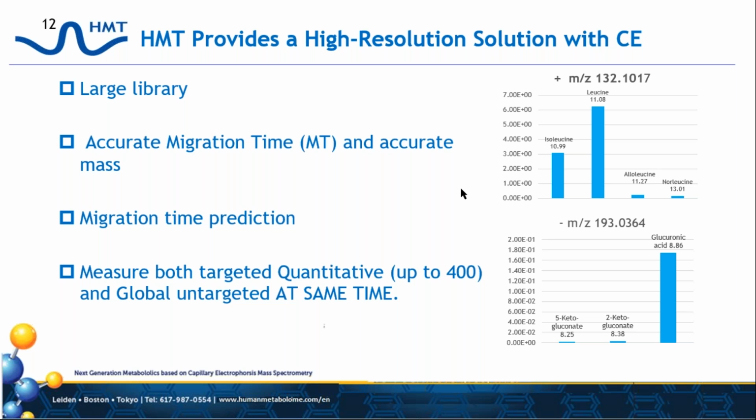And this migration time is predictable based on the physical properties of each of the metabolites. So our library is broken down into families in terms of nucleic acids, amino acids, fatty acids, short-chain fatty acids, and then from that superfamily, we can predict a migration time based on any changes to that structure, oxidation, methylation. And again, as I mentioned, we provide quantitation, and we can quantitate up to 400 metabolites at the same time, providing targeted and global profiling.